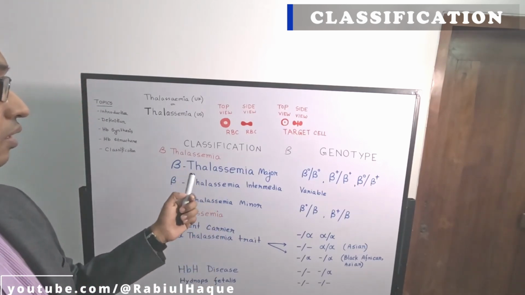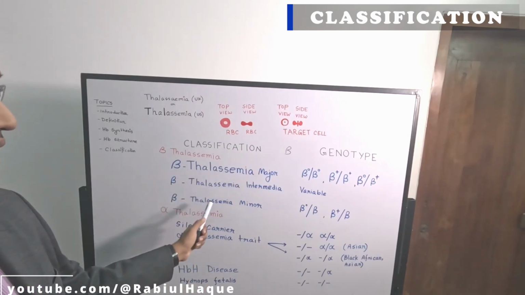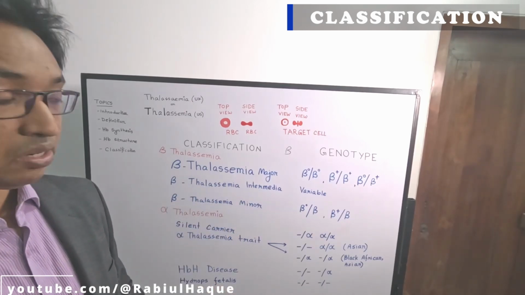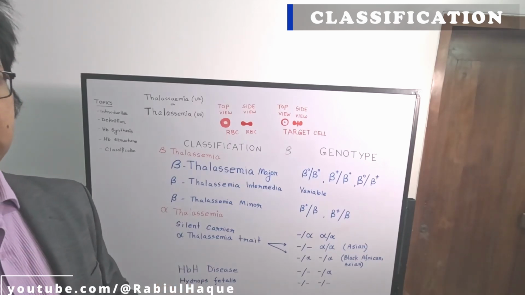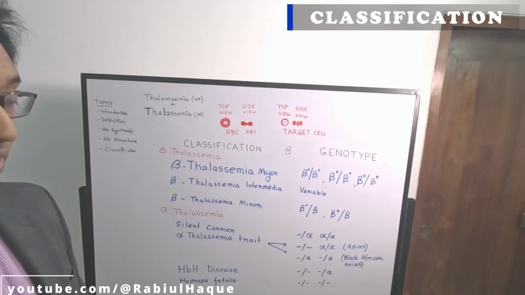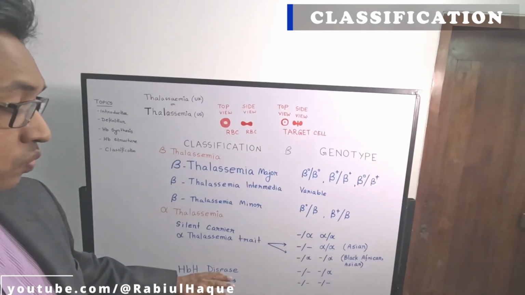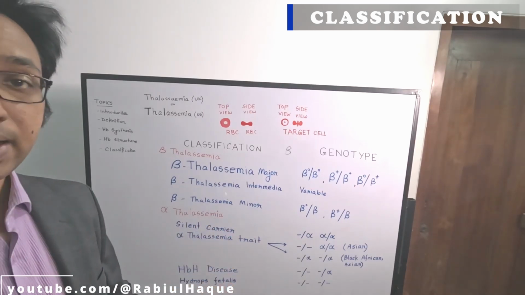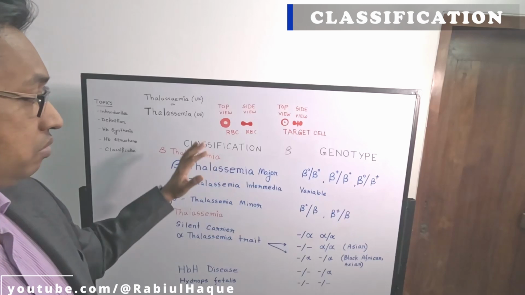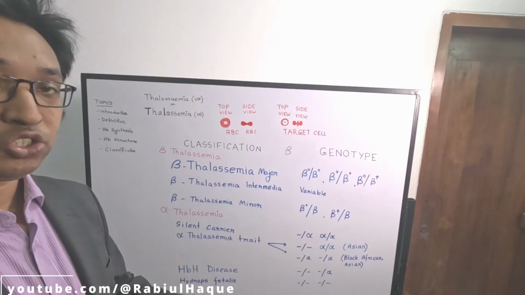Now, beta thalassemia can be clinically classified into Beta-Thalassemia Major, Beta-Thalassemia Intermedia, and Beta-Thalassemia Minor. Similarly, alpha thalassemia can be clinically classified into silent carrier, alpha thalassemia trait, hemoglobin H disease, and hydrops fetalis. So we will talk about alpha thalassemia in our next lecture. For today's lecture, let's focus on beta thalassemia. So first, let's talk about beta thalassemia major.